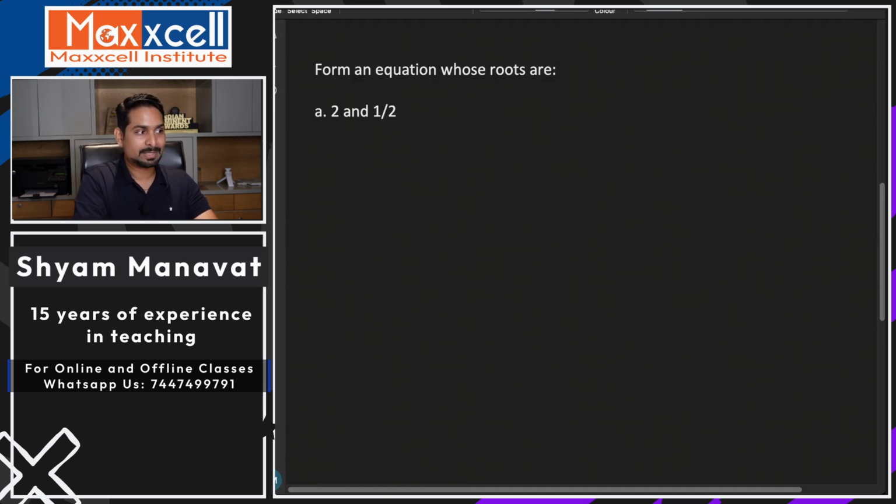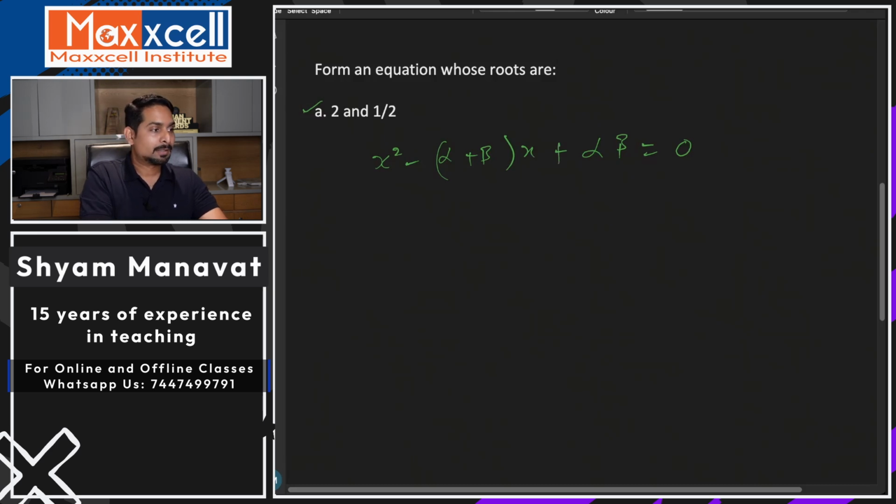So if the roots are 2 and 1 by 2, let's see how we form the quadratic equation in the form of roots. The roots are alpha and beta, then we say x square minus (alpha plus beta) x plus alpha into beta equals to 0. Let's say 2 is alpha and 1 by 2 is beta. Substitute, you get x square minus (2 plus 1 upon 2) x plus 2 into 1 upon 2 equals 0.